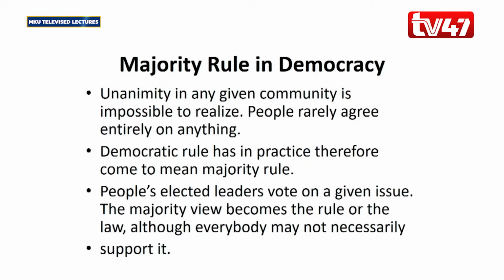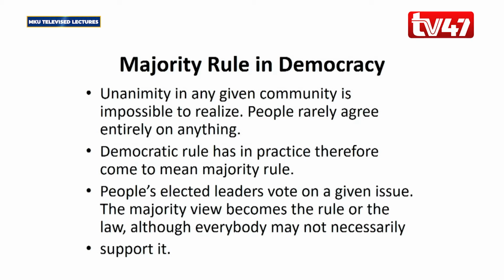And what this means is that unanimity in any given community is impossible to achieve. For people to build consensus around issues, as you know, human beings are rational, and not just rational, but they're also independent. It is not possible to get unanimity all the time, depending on the issues that you are debating about. Therefore, to get a sense of unanimity, we look at the majority.